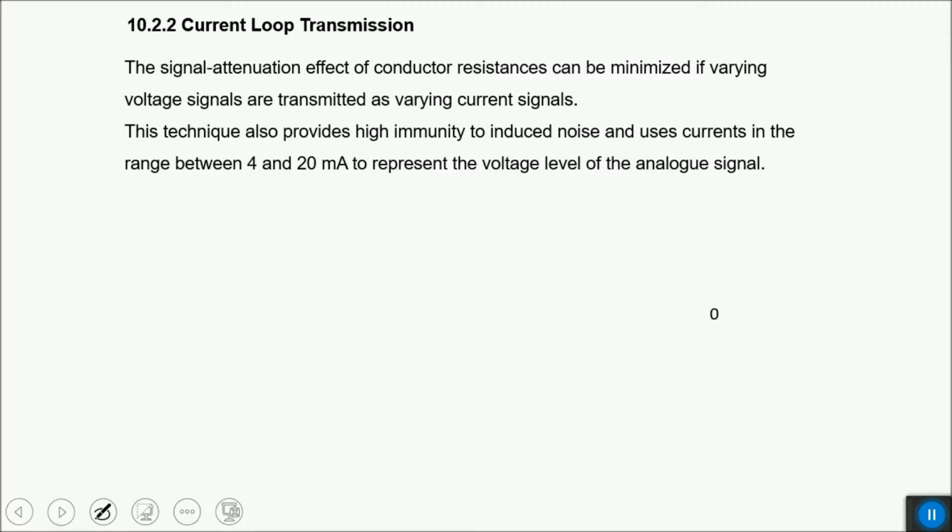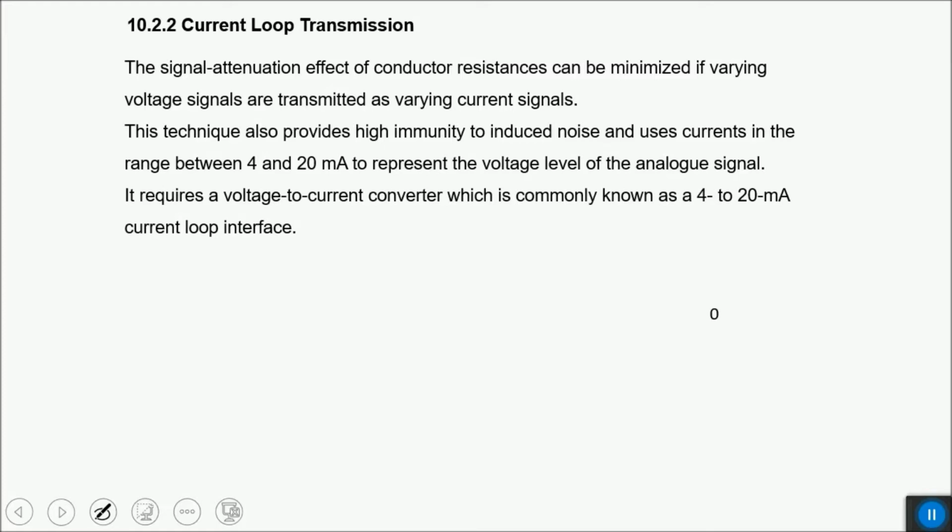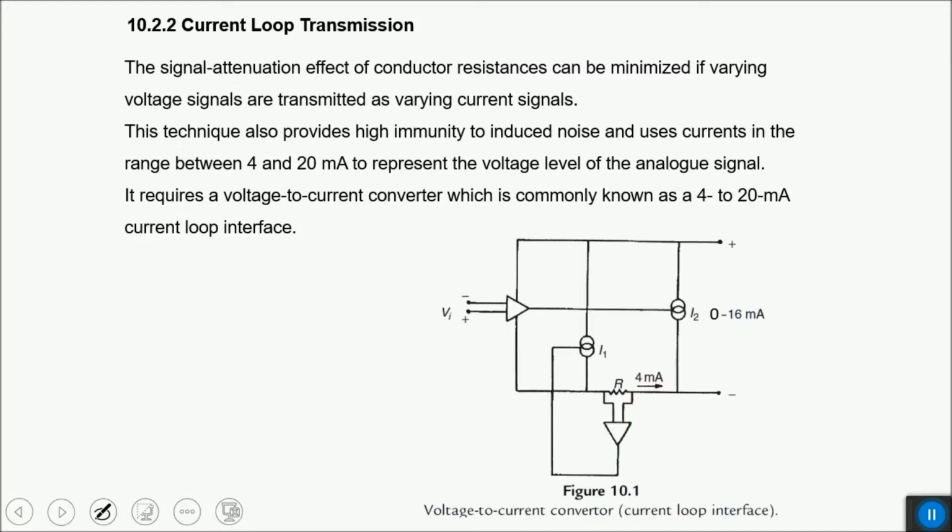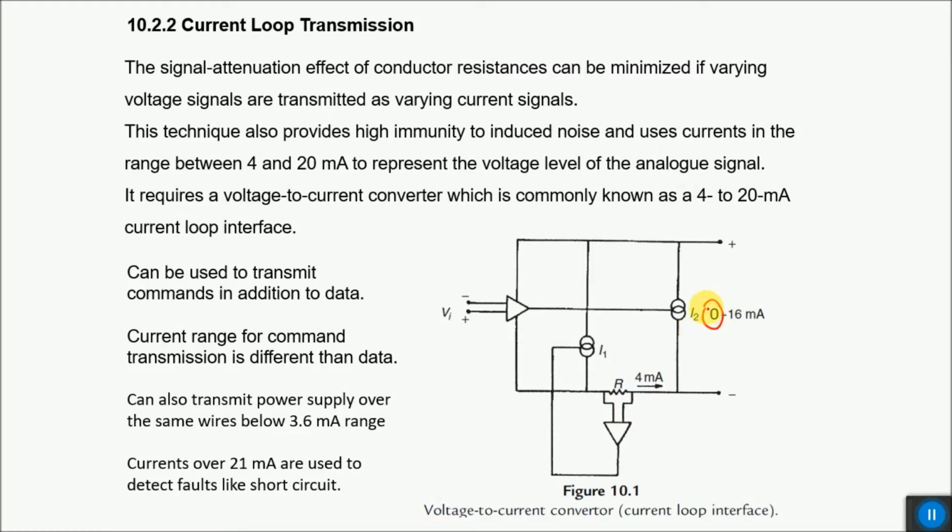This technique uses currents between the range of 4 milliamperes to 20 milliamperes to represent the voltage levels of the analog signal. It obviously requires a voltage to current converter that is commonly known as a 4 to 20 milliampere current loop interface, and this is the block diagram of a 4 to 20 milliampere current loop. One thing to note here is that in your textbook, at this point there is written a 4 instead of 0, so that is wrong. I have corrected it here in these slides, so it must be a 0.